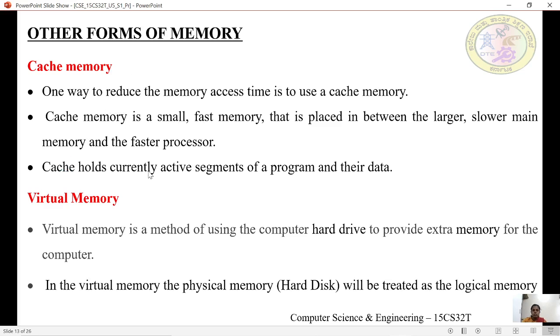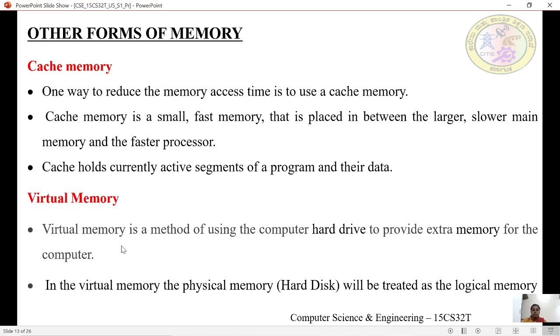Next, cache holds currently active segments of a program and their data. So this is the important function of the cache memory. And the next is virtual memory. Virtual memory is a method of using the computer hard drive to provide extra memory for the computer. In virtual memory, the physical memory, that is the hard disk, will be treated as the logical memory.